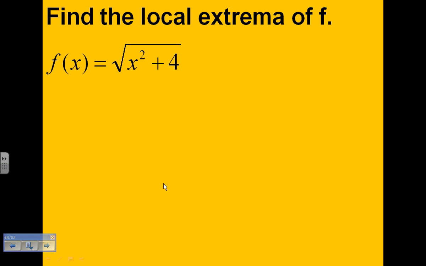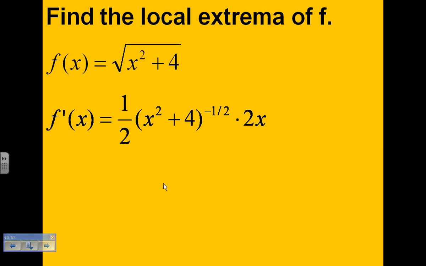All right. So I'll take the derivative: 1/2 (x squared plus 4) to the -1/2 times 2x. That's just using the chain rule. And then 1/2 times 2 is just x.